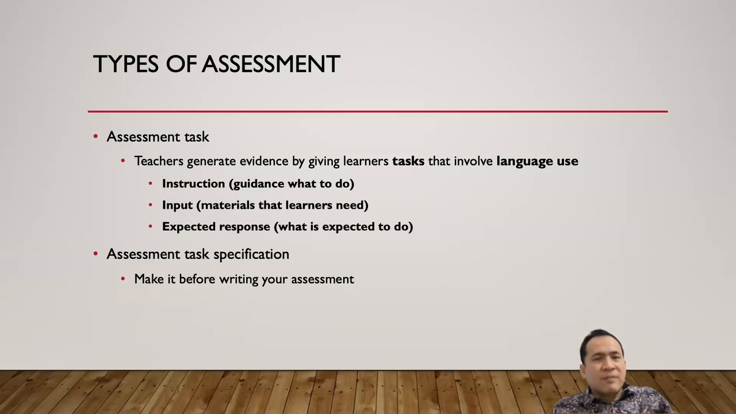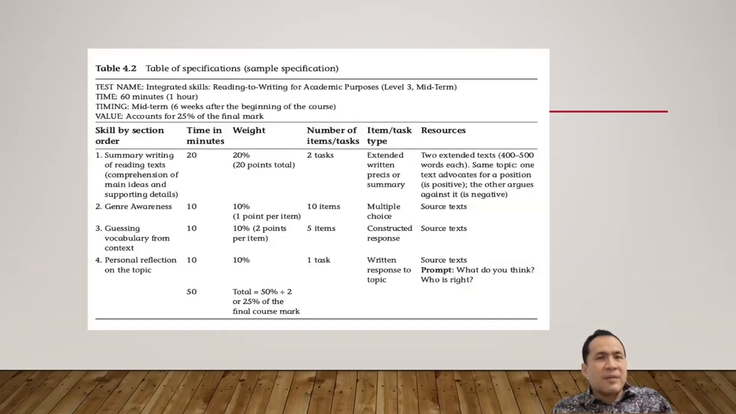And then after you get the assessment task, you need to know the assessment task specification. So make it before writing your assessment. This is a kind of specification. What kinds of aspects of language do you want to assess in this case? All right. This is a table of specification, a sample of specifications. For example, skill by section order. It means that you have something like genre or question vocabulary or whatever you want to assess in the assessment.